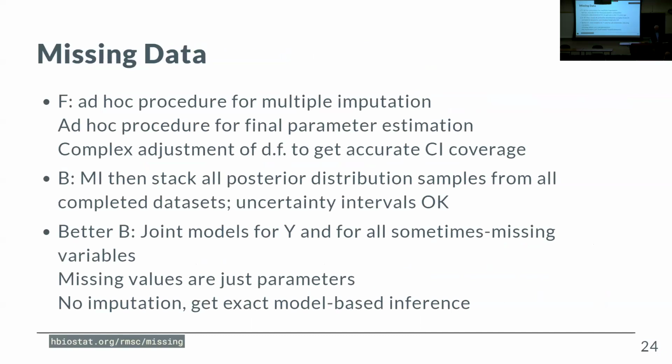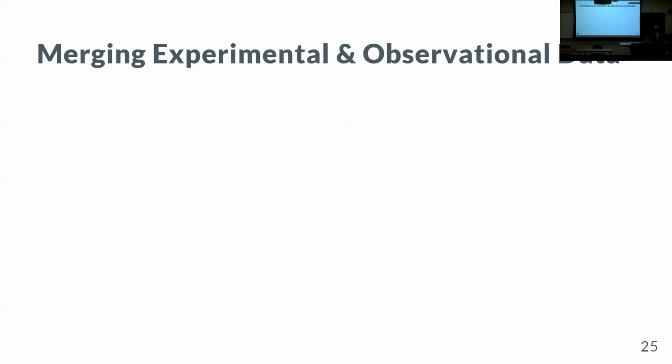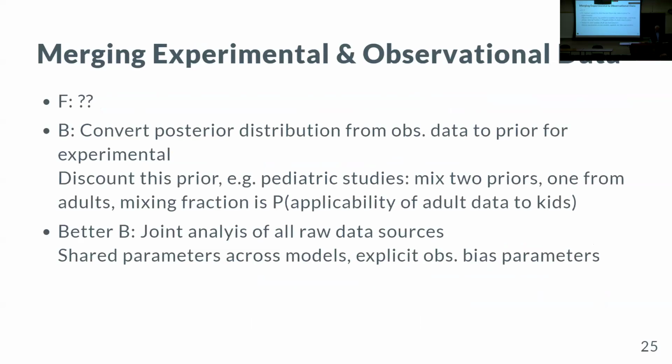Mainly Bayes is doing a model-based procedure. There are Bayesian approaches to merging experimental and observational data. You can't do that in the frequentist world. We don't know how to do it. In the Bayesian world, you have 2 ways to do it. You can either develop prior distributions from the observational data or actually analyze the observational data in a joint analysis with the raw data of the observational study with the raw data of the experimental study. That is going to be the superior way to do it. So with Bayesian, you can have models that are sequences of models, and then you have shared parameters across the different models.